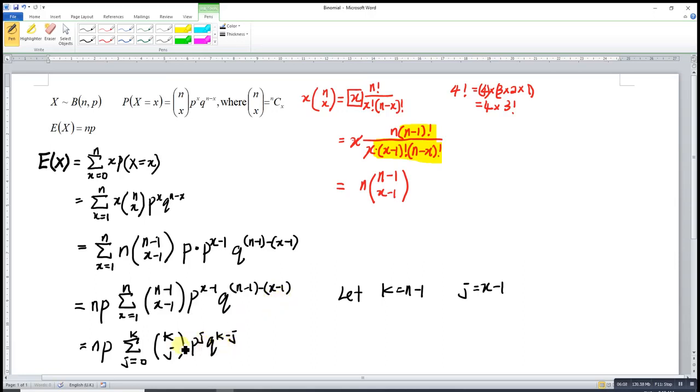As we can see, this is actually the probability density function of a binomial distribution. And we know that the total of the probability density function of a distribution is equal to 1. So meaning to say, n times p times the whole thing here, which is equal to 1, we obtain np.